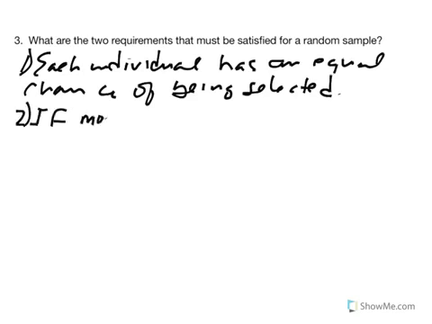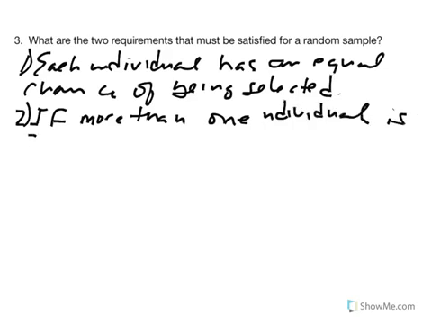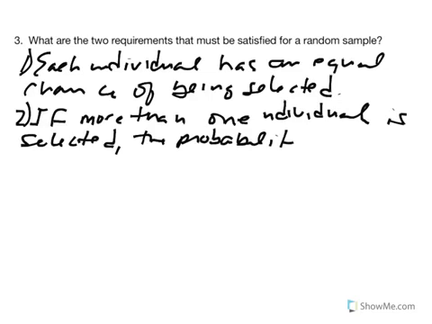And number 2 says that if more than one individual is selected, the probability must stay constant.